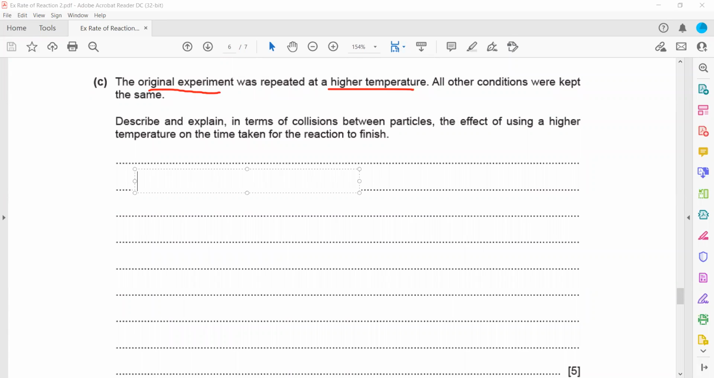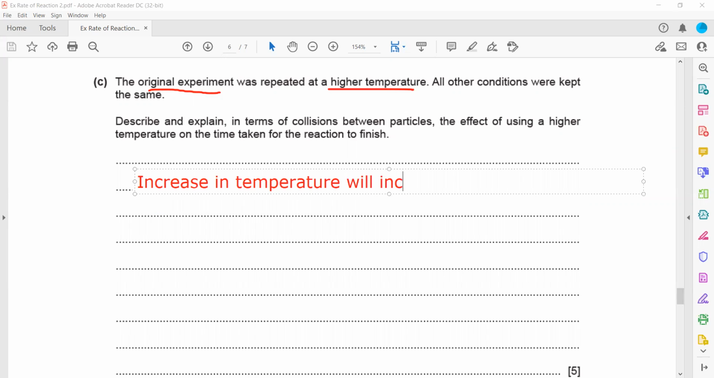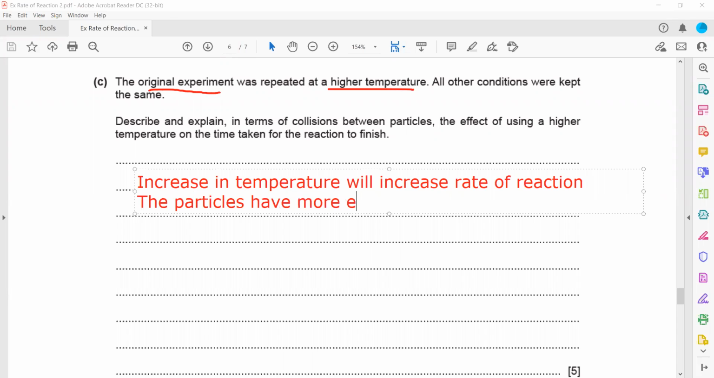So first, what will happen when we increase the temperature? It will increase the rate of the reaction. That is one thing. But why does it happen? Because the particles will have more energy. So frequently they will collide. The particles have more energy. They will move faster.